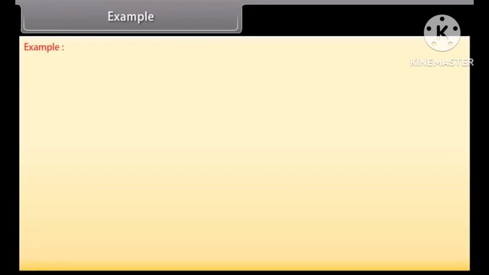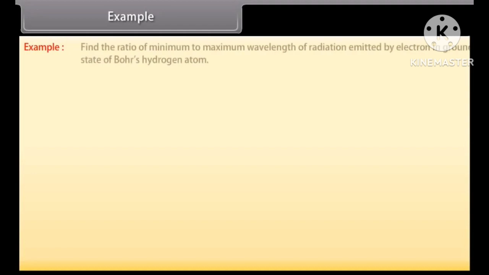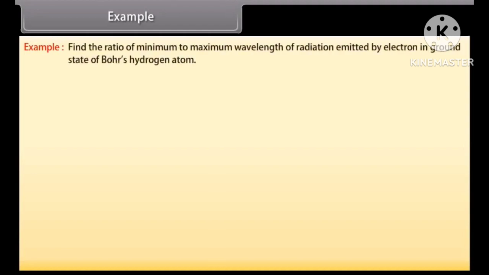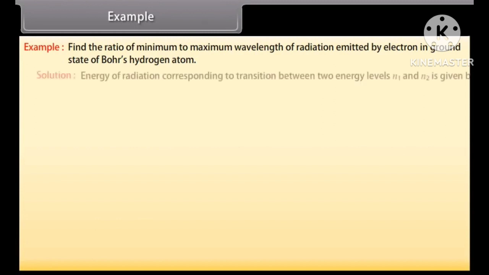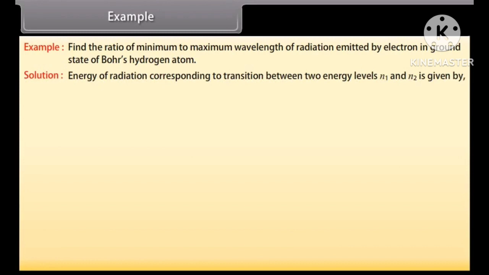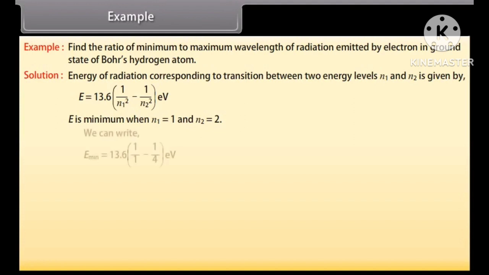Example. Let's take an example of Bohr's model of the hydrogen atom. Let's see the solution. Find the ratio of minimum to maximum wavelength of radiation emitted by electron in ground state of Bohr's hydrogen atom. Energy of radiation corresponding to transition between two energy levels n1 and n2 is given by 13.6 multiplied by (1/n1² - 1/n2²) electron volt. E is minimum when n1 = 1 and n2 = 2. E minimum is equal to 13.6 × 3/4 electron volt.